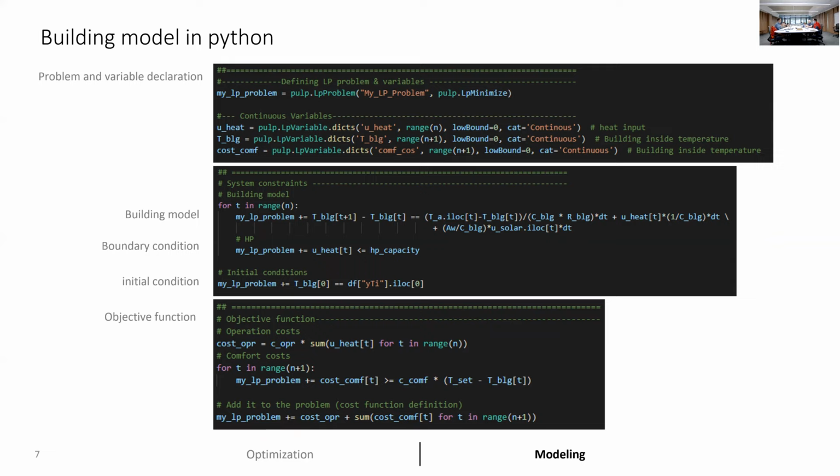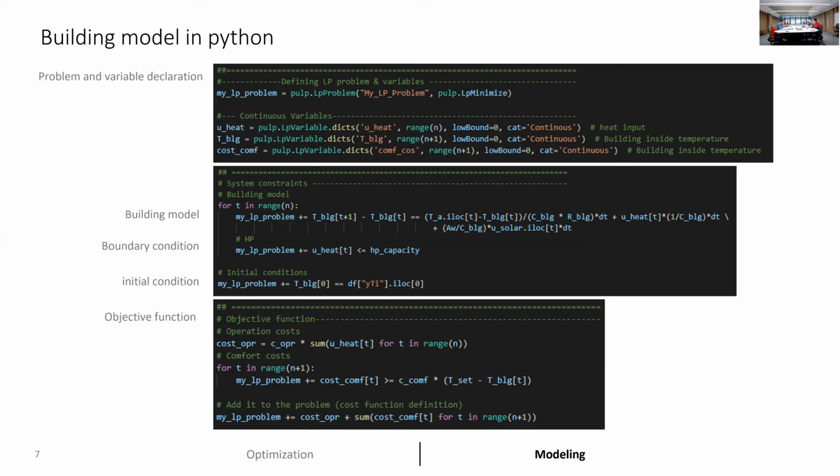So these constraints will just be added to what is called my LP problem, and that will aggregate them into big matrices, basically, that the solver is then going to try to invert and solve and iteratively choose what is the best set of decisions that it can take.